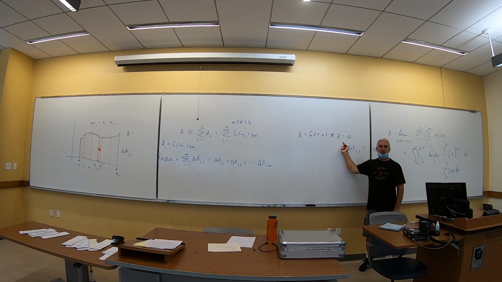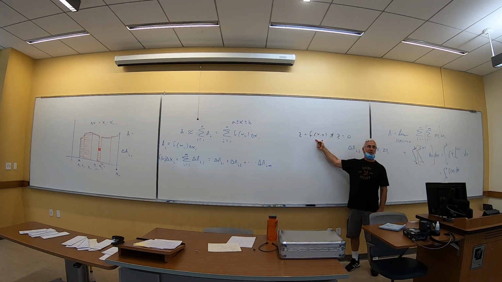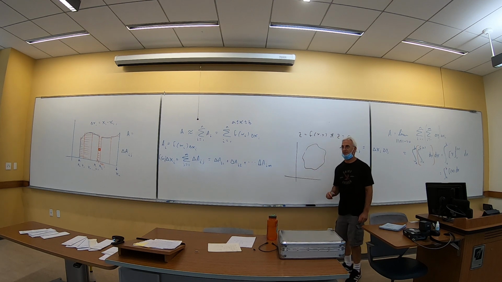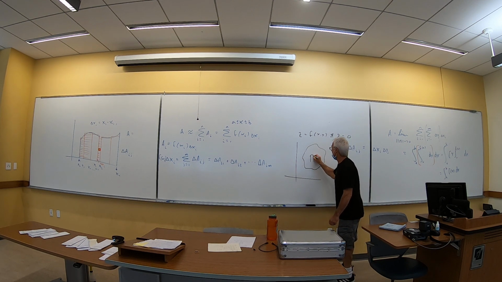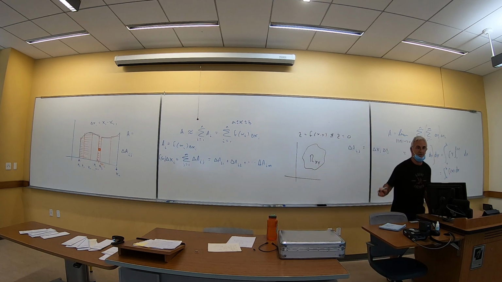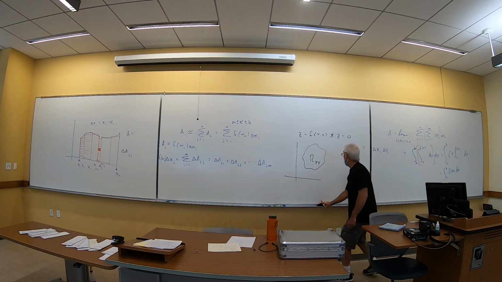z equals 0 is the xy plane. I call this my roof and this is my floor. This is my bed sheet I'm standing over. I have a region in the xy plane. This is my generic region in the xy plane. The universal notation we usually do is we put R with a subscript of xy. That means the region in the xy plane. Not real numbers, just the region in the xy plane.